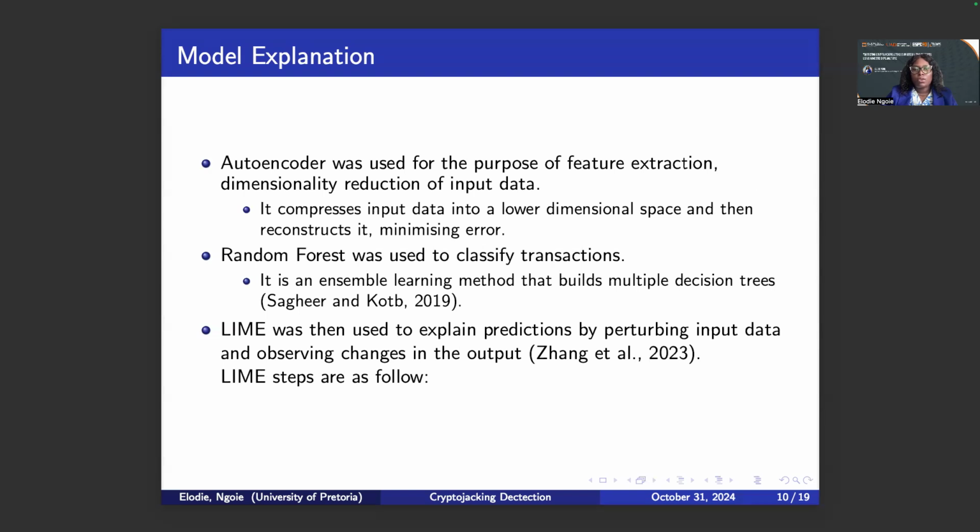as cryptojacking or not. Lastly, with the model, LIME provides transparency by generating explanations for individual predictions, helping us now to understand the influence of the different features that we have in the dataset on our result.